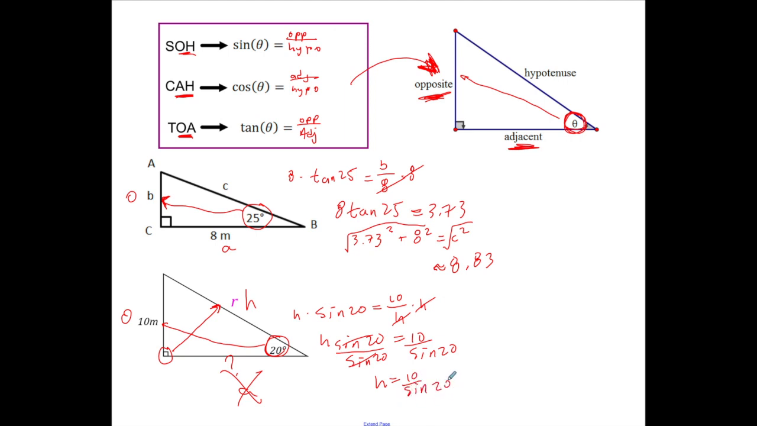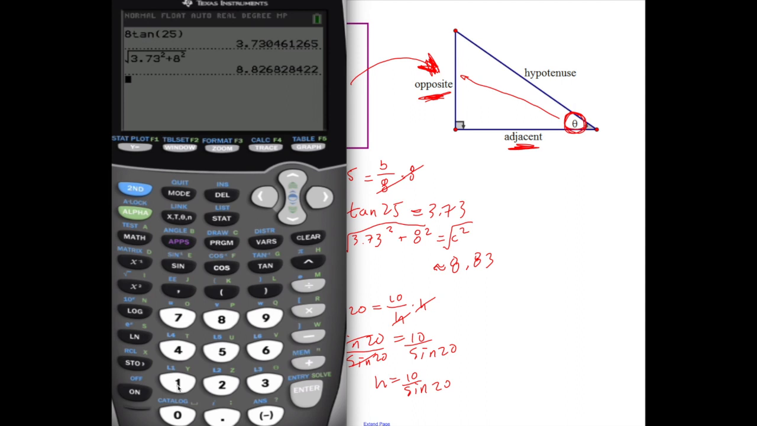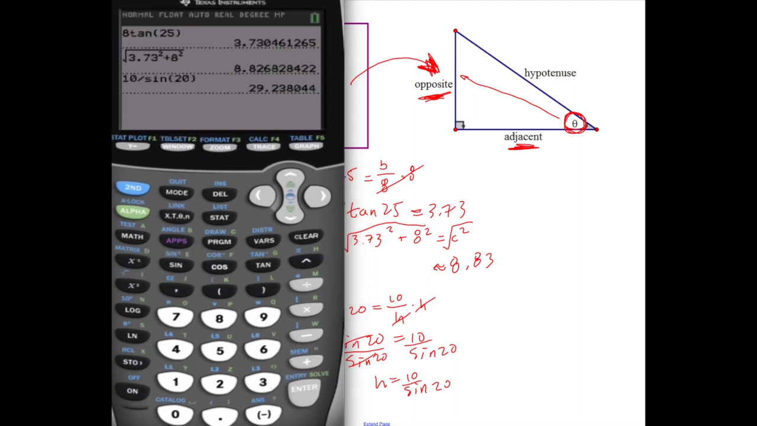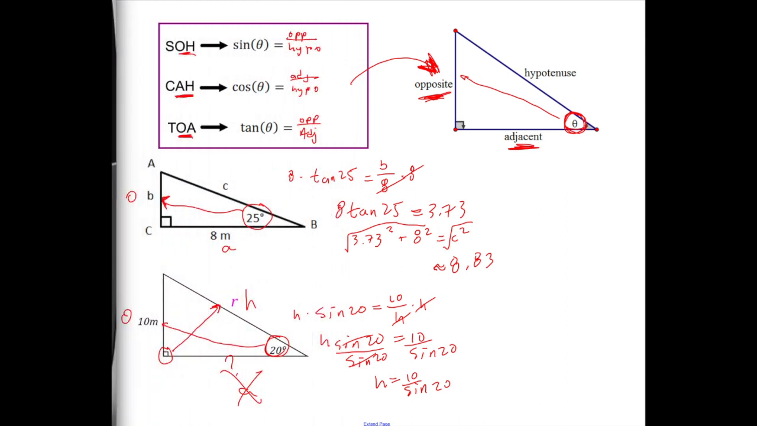And then for this, I can use my calculator. 10 divided by sine 20. And then I get 29.238, point nasty. 3 sig figs, 29.2 meters. There you go.